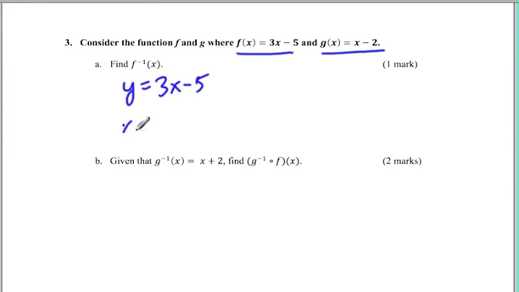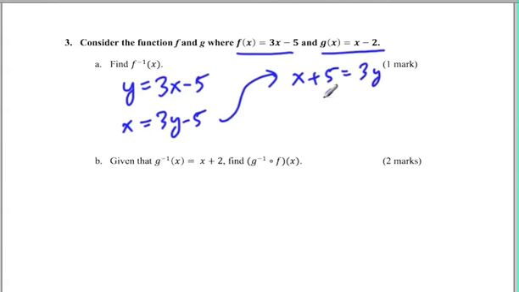So you just switch x and y. So 3y minus 5. Now we solve for y. So it becomes x plus 5 is equal to 3y. It's x plus 5 because I just added 5 to both sides. And now if you want to solve for y, it's x plus 5 divided by 3.